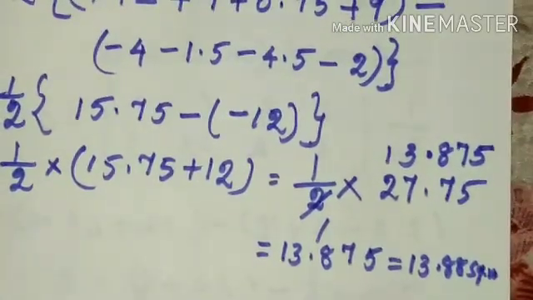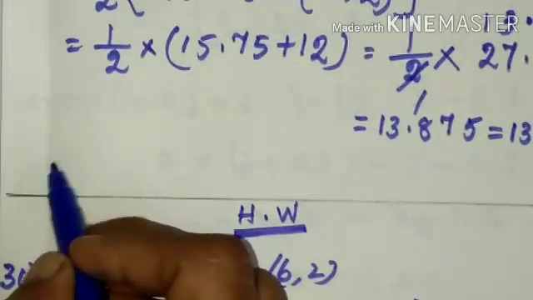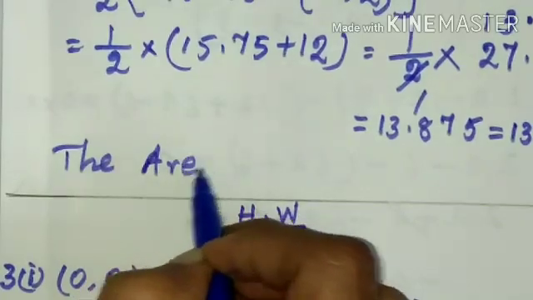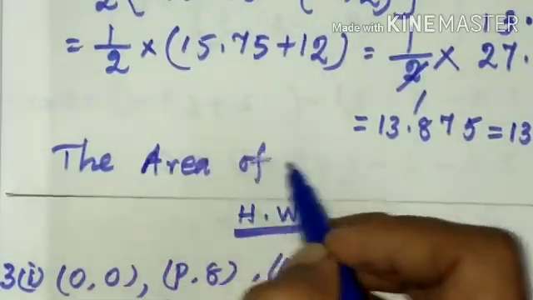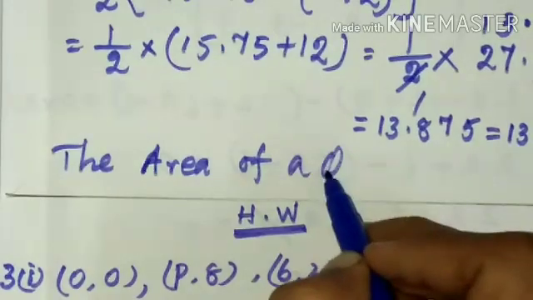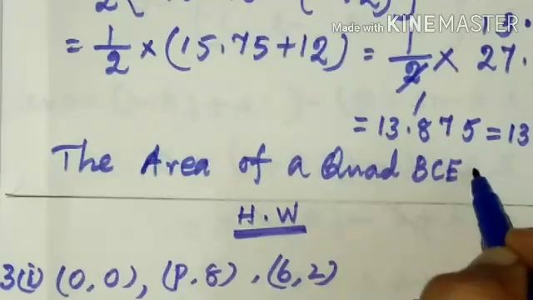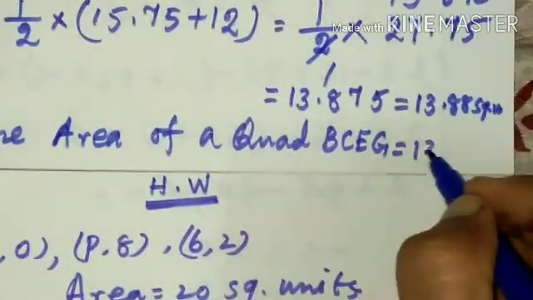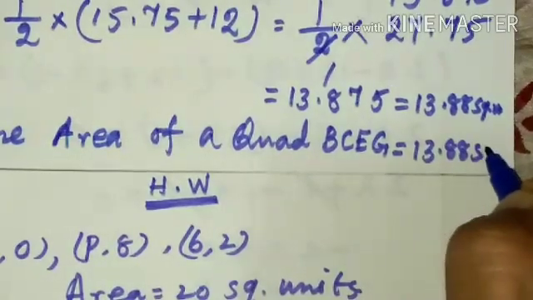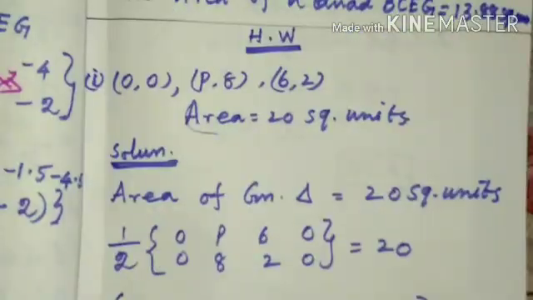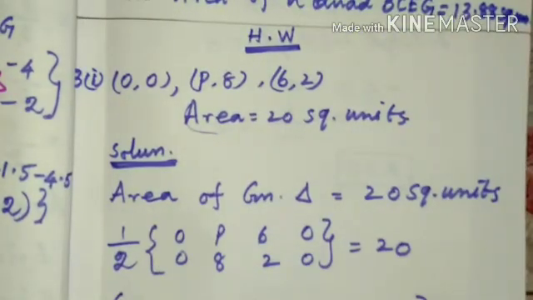Therefore, the answer is the area of a quadrilateral BCEG is equal to 13.88 square unit. This is the answer for this sum. Now let us see the homework sum which was given in the previous classes.